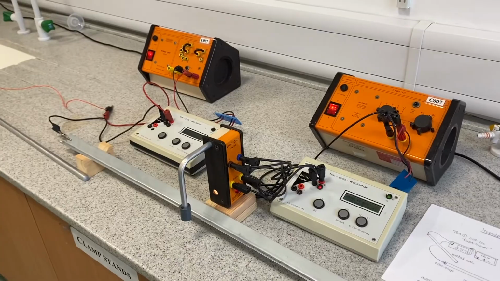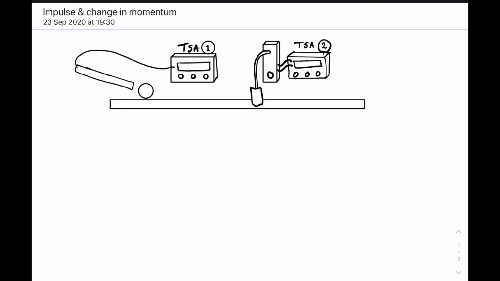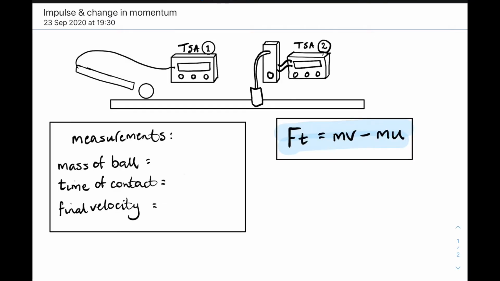Let's see how we got on. Right, so here's our experimental setup and the measurements that we made. The mass of the ball was rounded up to 21 grams. The time of contact, 1.36 milliseconds. And the final velocity, 0.49 meters per second. We'll be using all those measurements in this relationship.